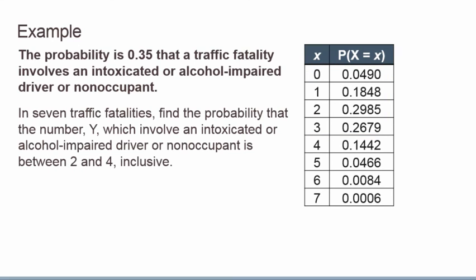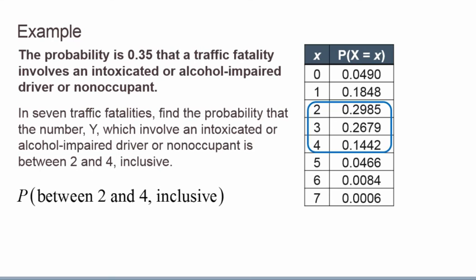Continuing with our example, in 7 traffic fatalities, we're finding the probability that the number y is between 2 and 4 inclusive. Starting with our notation, P is between 2 and 4 inclusive, which means we're looking at 2, 3, and 4. 0.2985 plus 0.2679 plus 0.1442 gives us a total probability of 0.7106.